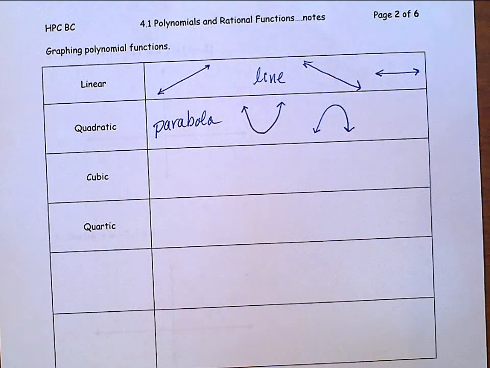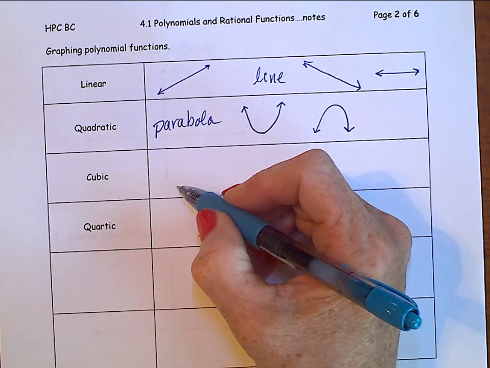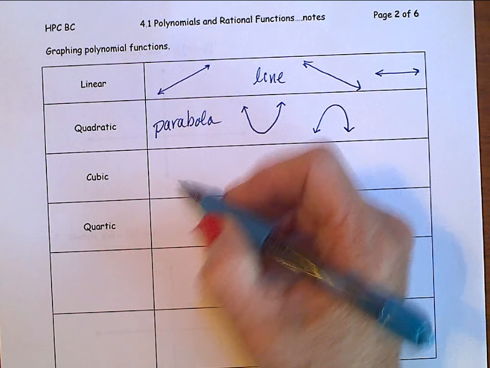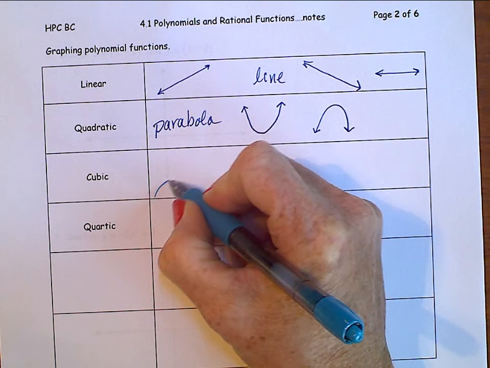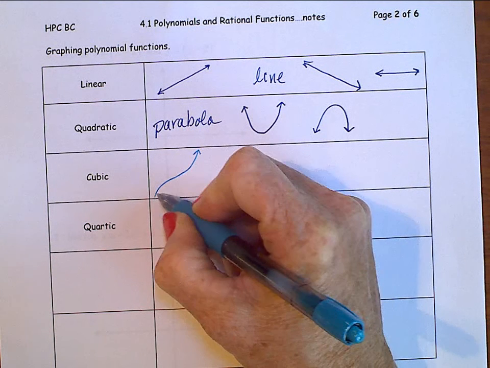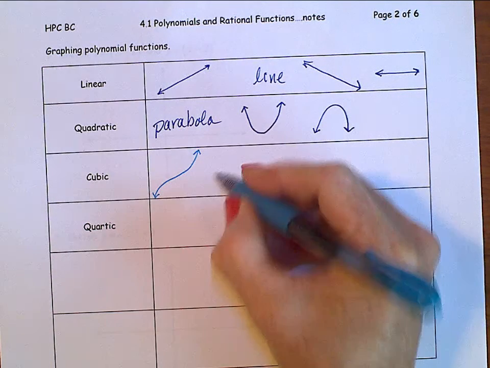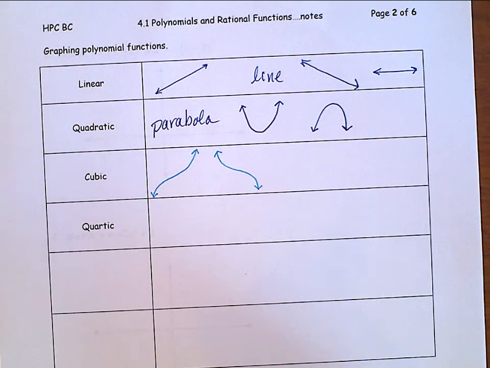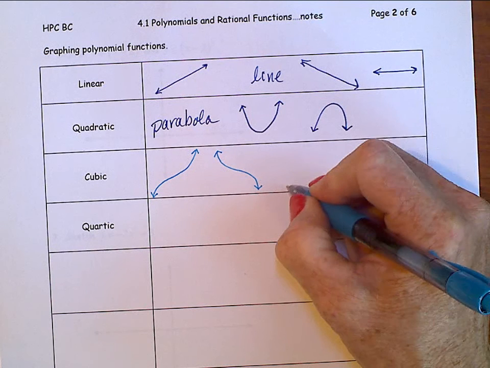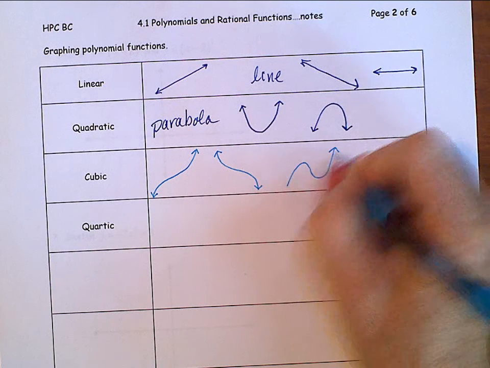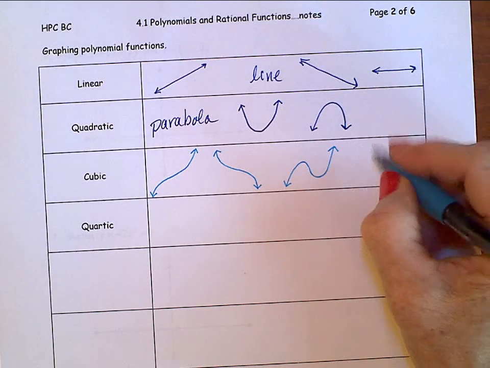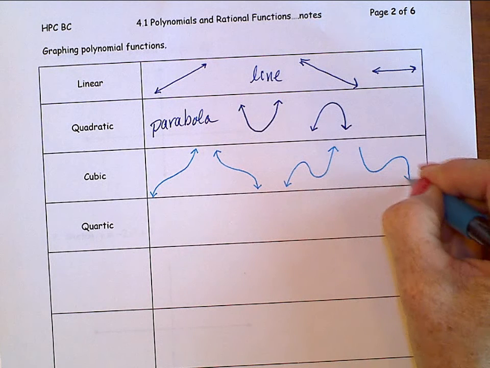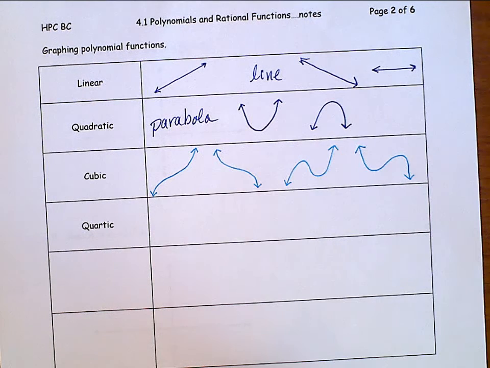A cubic function has a couple of different shapes that we could have. A cubic can look something like this. It can be the reverse direction and look something like that. Or a cubic can do this. Or again, reverse, something like that. Those are all shapes of cubics. They don't have a special name, they're just called the graph of a cubic function.